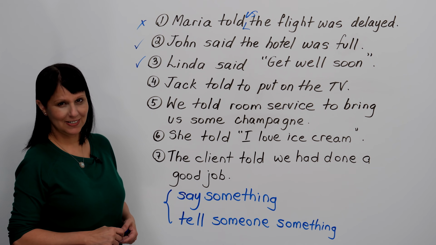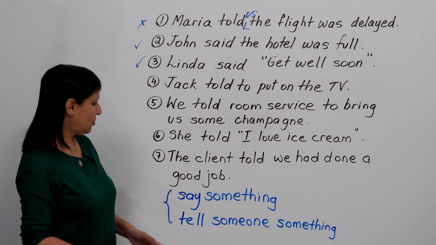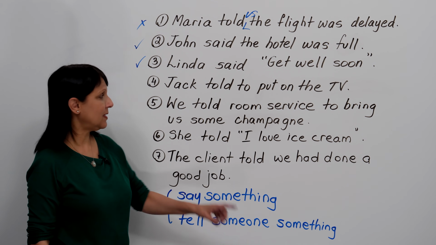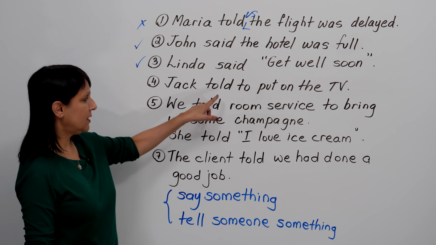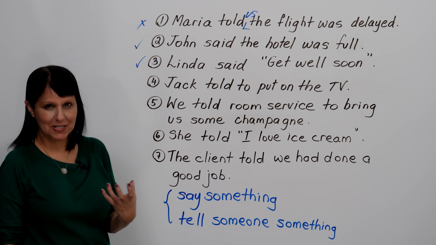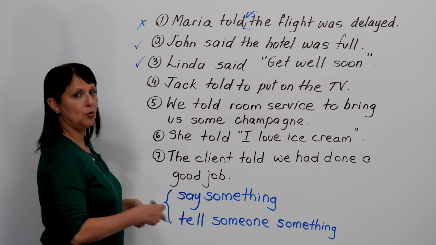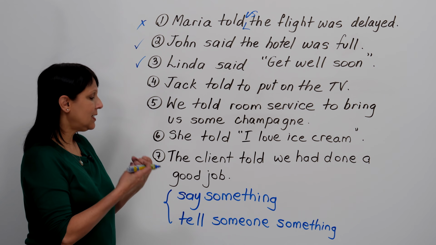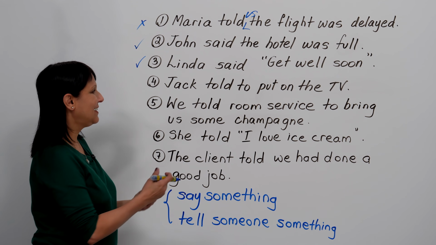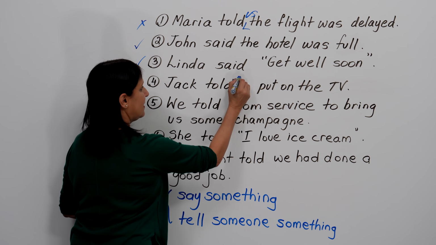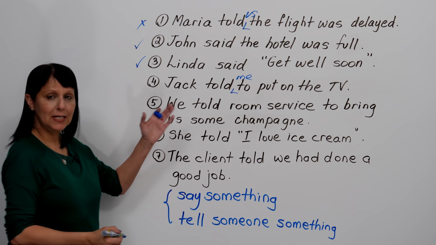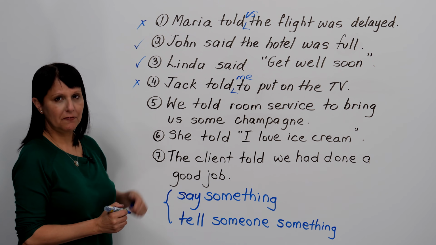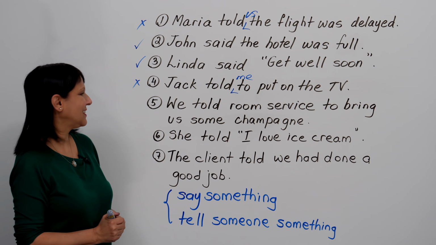Number 4. Jack told to put on the TV. Is it right or wrong? So told, it should be tell someone something. But here it was just Jack told. But where's the someone? The someone is missing, right? So it could be Jack told me, Jack told us, Jack told them, but you need someone, okay? So you could correct this one like that. For example, Jack told me to put on the TV. But the way it was before, it was incorrect.